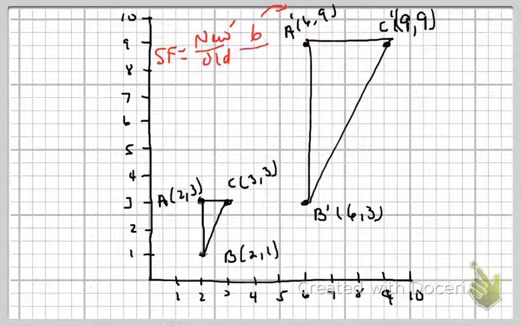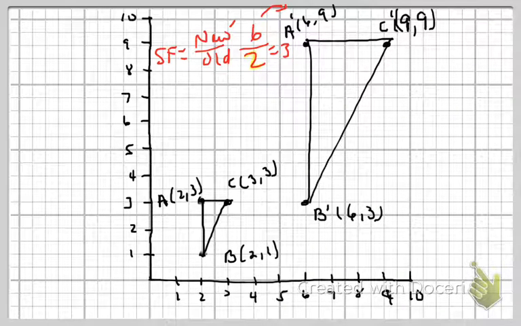So we're going to say 6 over, and we take its corresponding point, which is 2. I'm taking these two values right here and putting new over old. So that one will be a 2. And then 6 divided by 2 is 3. So my scale factor is 3.